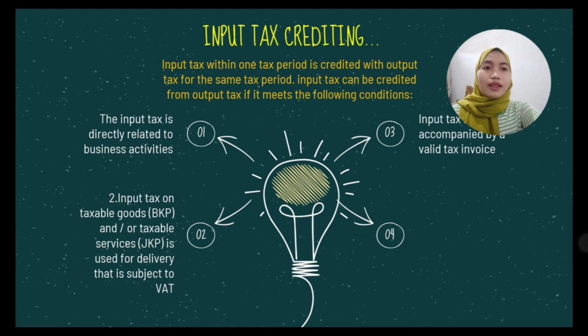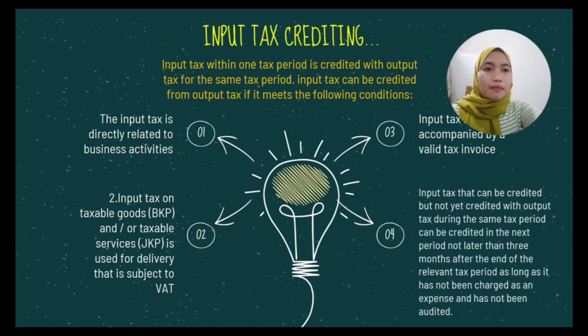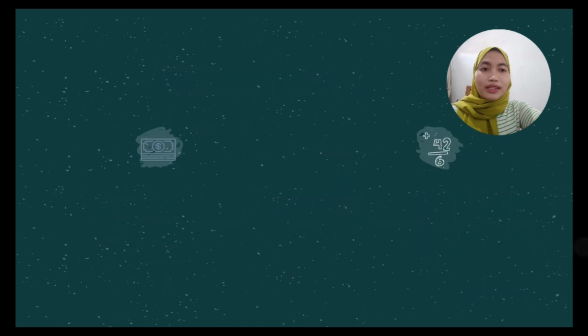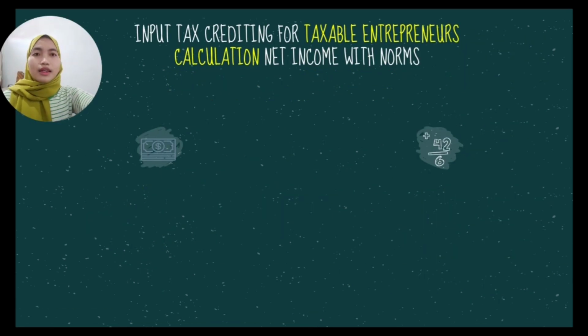And fourth, input tax that can be credited but not yet credited with output tax during the same tax period can be credited in the next period not later than 3 months after the end of the relevant tax period, as long as it has not been charged as an expense and has not been audited. And then, input tax crediting for taxable entrepreneurs calculating net income with norms.